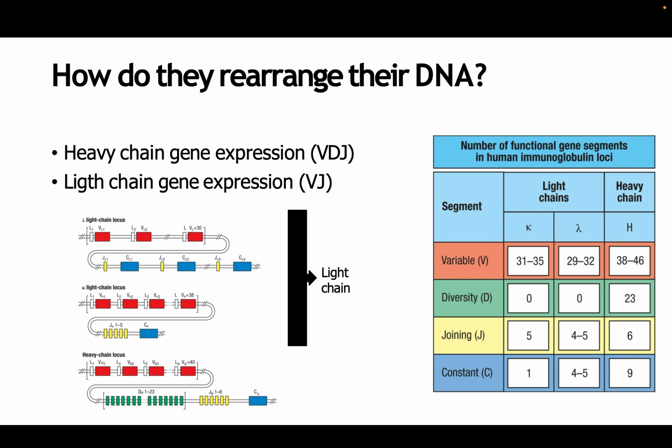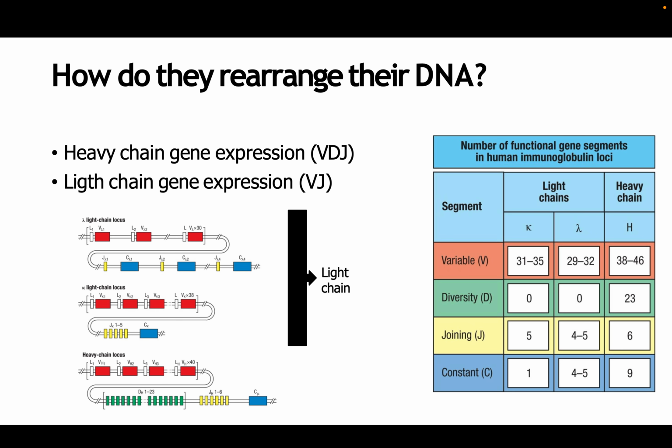So how do they rearrange their DNA? As we said, for the light chains, there's the kappa and the lambda. So you have different variable segments. We know that the light chains have variable regions made of a V or a J. They do not have a D. So the variable and joining segments have different combinations that we can add together to create one variable region. The heavy chain has the VDJ. We know that we're trying to rearrange all these segments to create our variable regions.